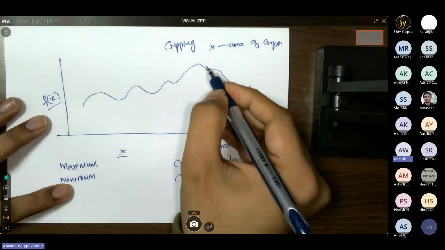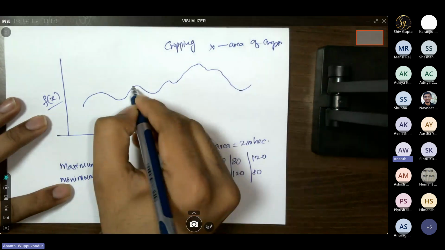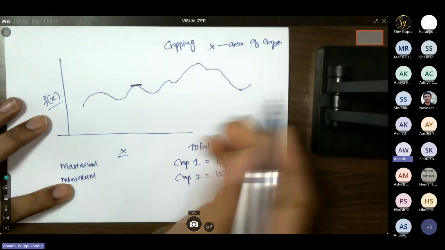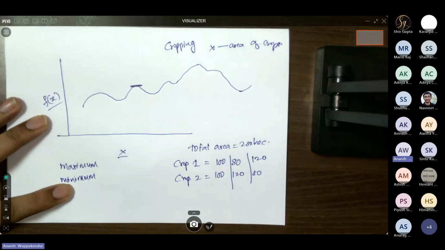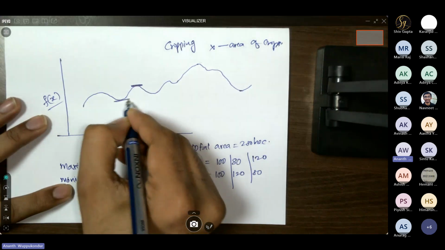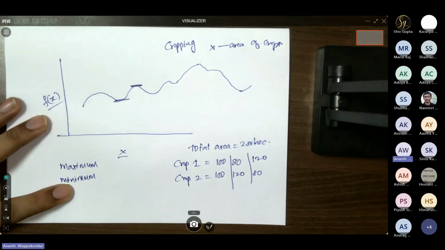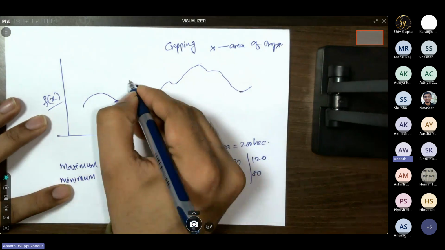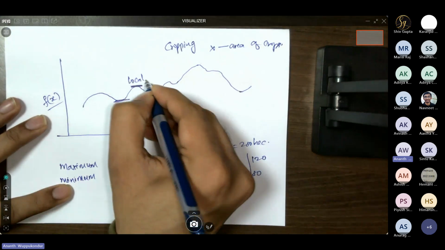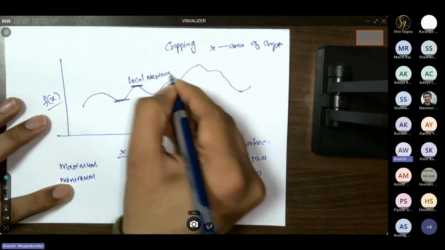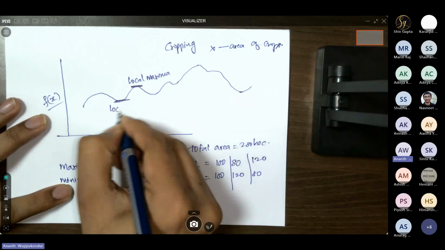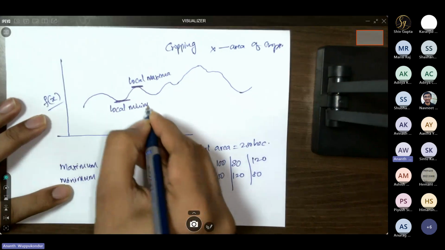Now, let us take this point here, where x is at a higher value, f of x is at a higher value. And if we take another value to the left, f of x is at a lower value. Now, what we call this is local maxima. And what we call here is local minima.